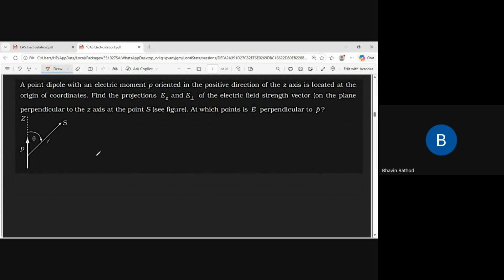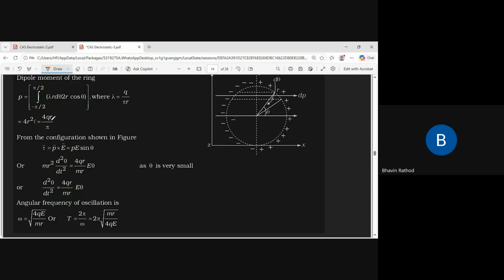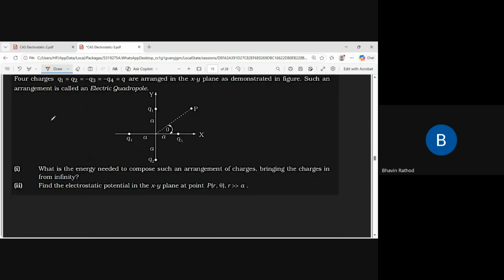Okay, this is about the field. So the field part you have already done, right? The dipole field questions. So I'll leave it. Okay, this is also a field question. If we have time, we'll come back to this. Okay, let's try this one.